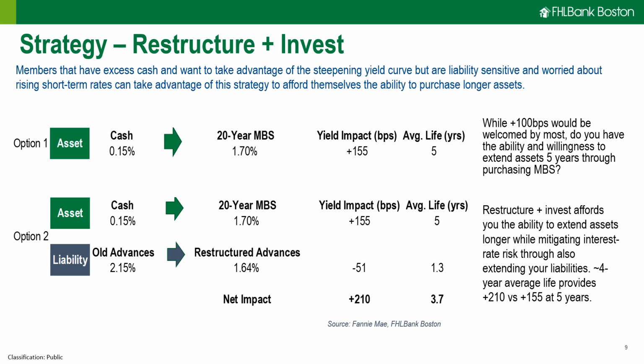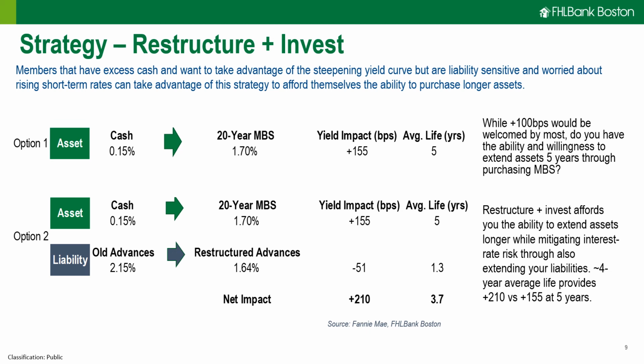If your answer is maybe or no, then the other option to consider is you take the same asset purchase, but you combine that with an advance restructure, and you get a better net impact. And so on the liability side, you take your advances, you save 51 basis points with the restructure, you extend the average life out a little over 1 year. So the net impact of combining the asset and liability restructure is you get 210 basis points on the net impact, and you're only taking 3.7 years of interest rate risk with the combined strategy.